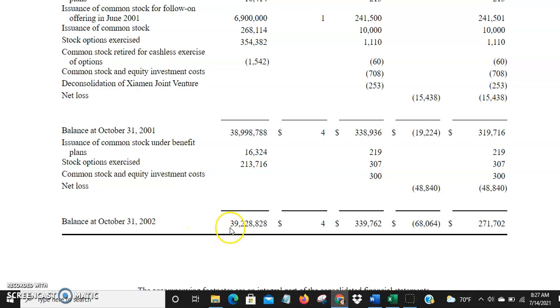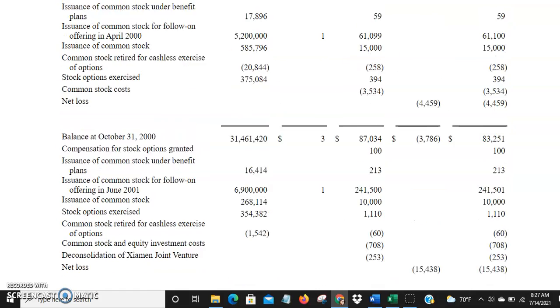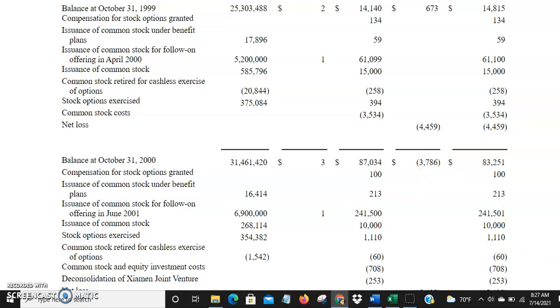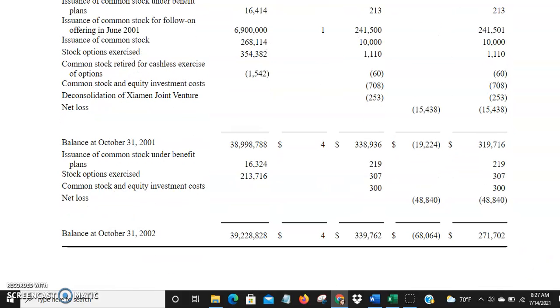From 1999 till 2002, what has happened is there are 39 million shares outstanding, which has generated $339 million, and the net loss has become 68 million. How has that happened? From 673,000, they made a loss of 4.4 million, so if you do the math, the net loss is $3.7 million. Then in the year 2000, they made a loss of 15 million. So 15 million and 4 million, the net loss became 19 million. In 2001, they made a loss of 48 million, so it became 68 million.